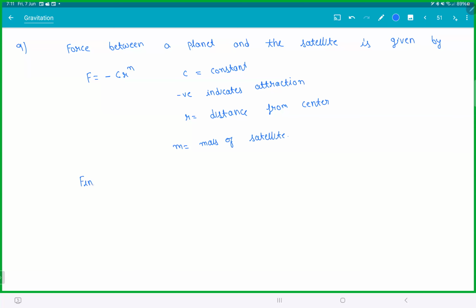Find time period. Find velocity. Find total energy. And find n for stable orbit. Find the condition for a stable orbit. Meaning you can't keep n's value whatever you want. There is a limit. So what are the values of n for which the satellite is stable? Let's get this.